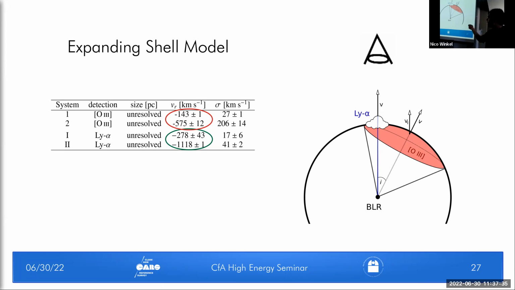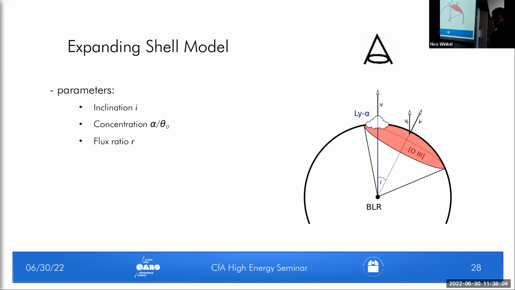So our idea was maybe there's some expanding structure, an outflow that we described by this shell cap, and only part of this O3 emitting shell cap is responsible for the Lyman alpha absorption directly along the line of sight, which would explain why we observe the higher velocities here, because for the O3 emission we integrate over the structure, which is inclined, and we only see the line of sight component.